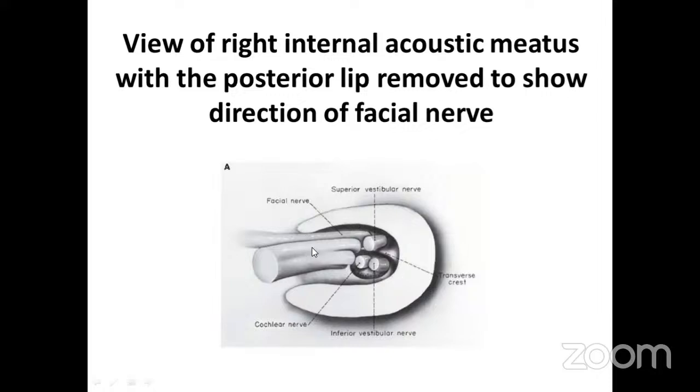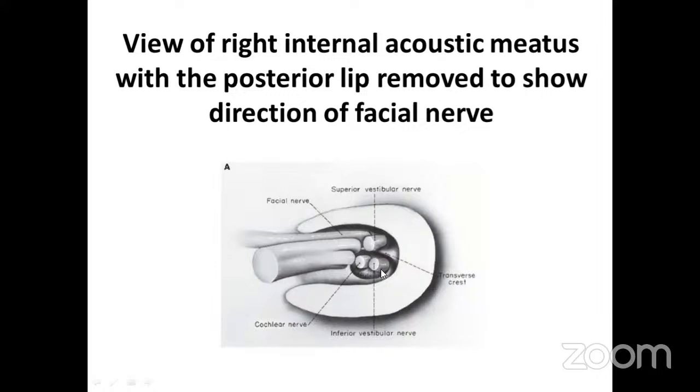There are 4 nerves inside this internal acoustic meatus: the facial nerve, the superior and inferior vestibular nerves, which are 2 divisions, and the cochlear nerve. So we have 4 nerves. This is the facial nerve. The facial nerve lies anteriorly, and posterior to it lies the superior vestibular nerve.